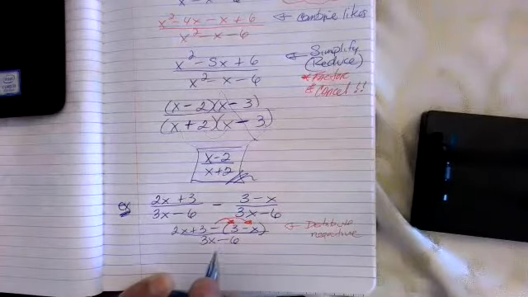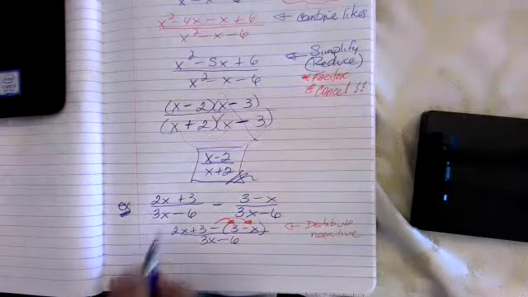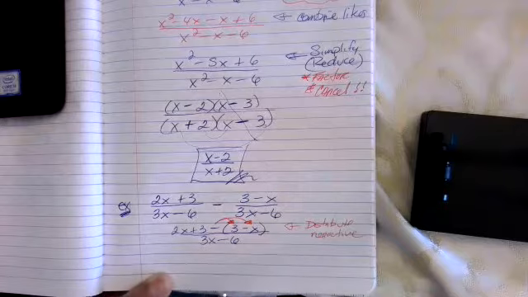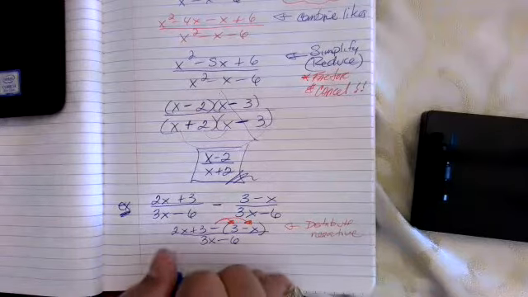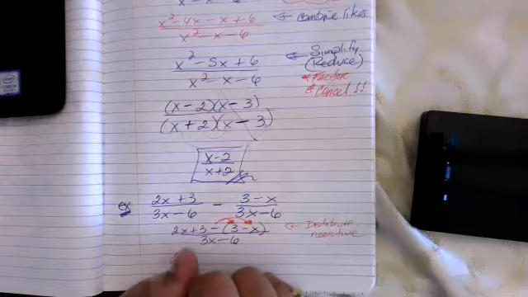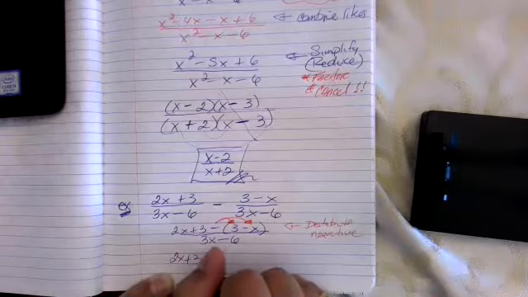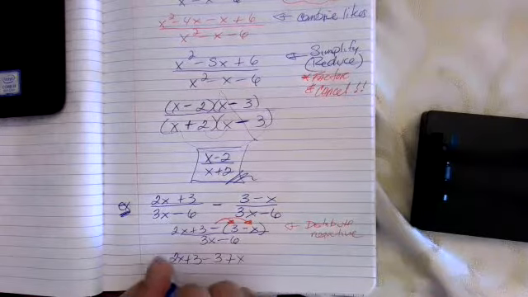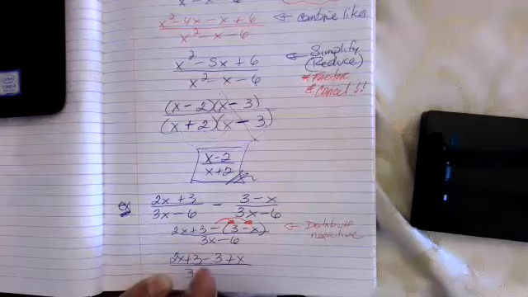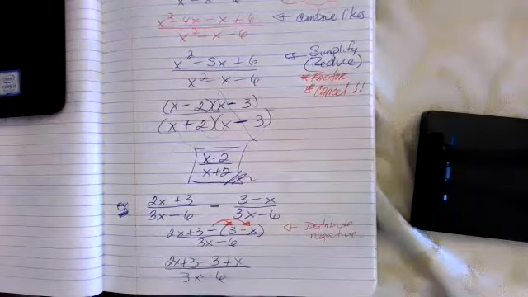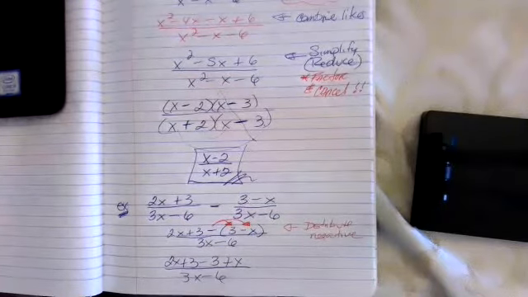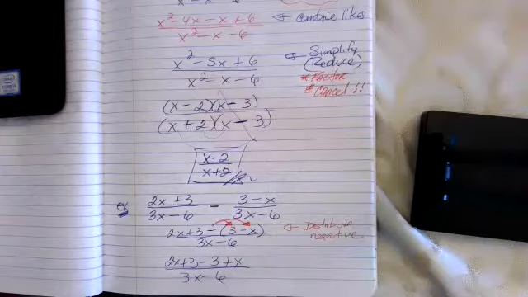So I kept my denominator. I'm subtracting my numerators. It's the same as subtracting any polynomial. We distribute the negative. So I'm going to have a 2x plus 3 minus 3 plus x all over 3x minus 6. I can combine my like terms.